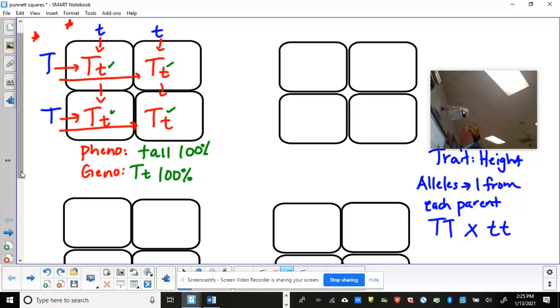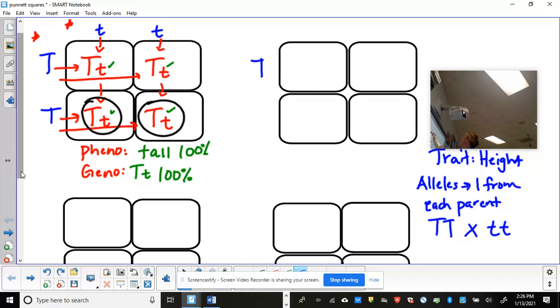100%. Okay, so let's try what Mendel did next. Remember, this perplexed him. He thought that the plants would be medium. They were all tall. So he decided to take two of his F1 generation and cross them. So let's set up that scenario.